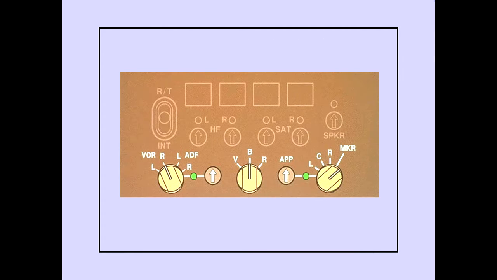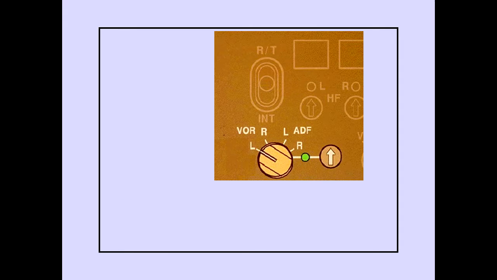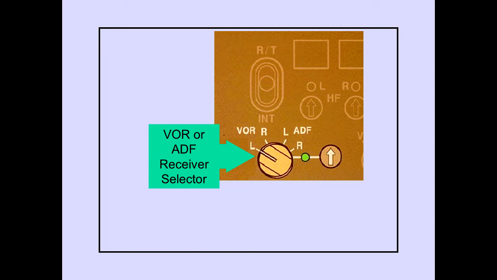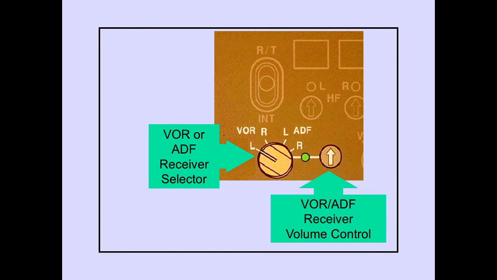Controls to monitor navigation equipment audio are also located on the audio panel. The VOR ADF selector is used to select the left or right VOR or ADF. The receiver selector allows the nav aid to be monitored.